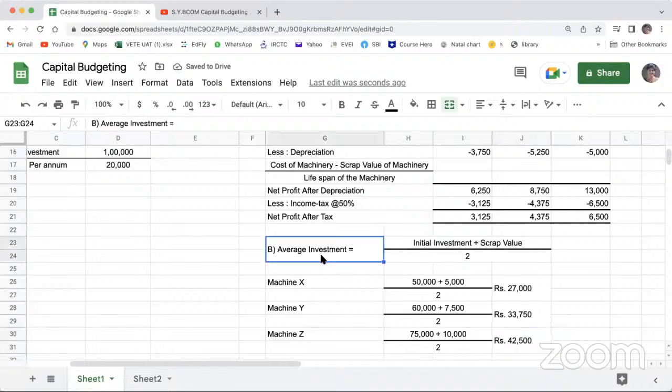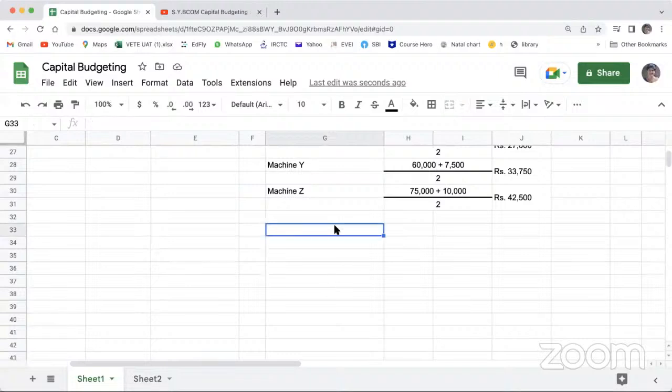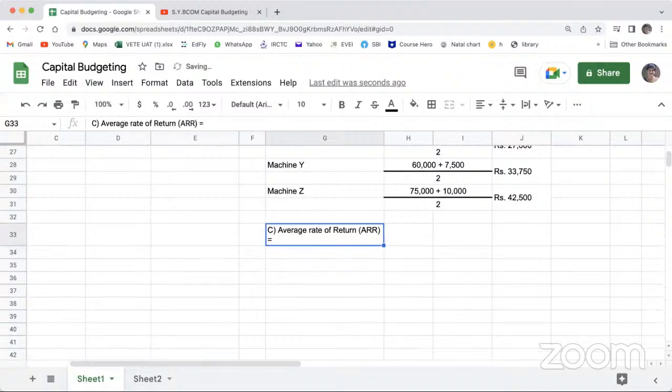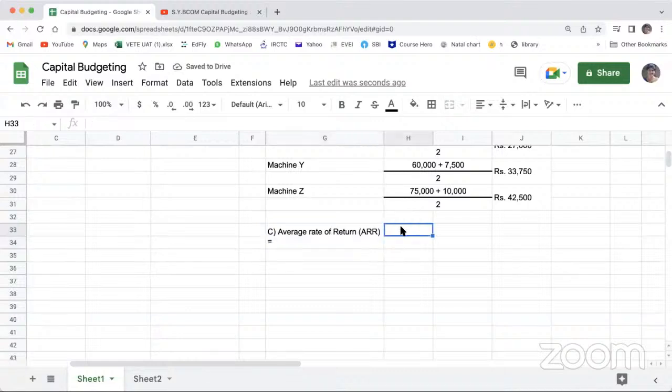Okay? So we have actually found out a numerator and denominator to calculate our average rate of return. Now we'll start with the actual question, to get its answer, that is average rate of return, which is also called ARR, equals to, anybody remembers the formula for this?